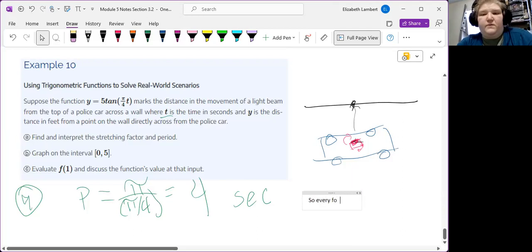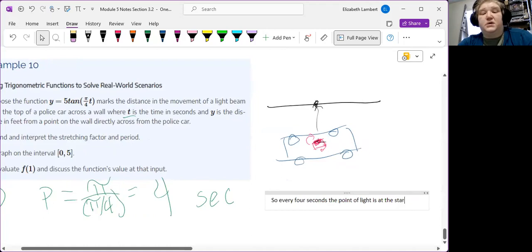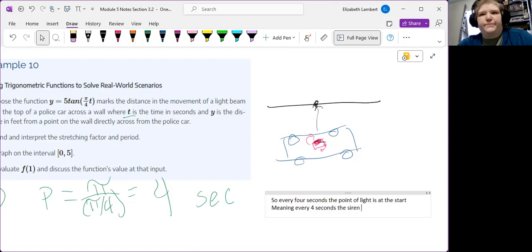So every 4 seconds, the point of light is start, meaning every 4 seconds, the, all right. So there's a little bit of a flaw here.